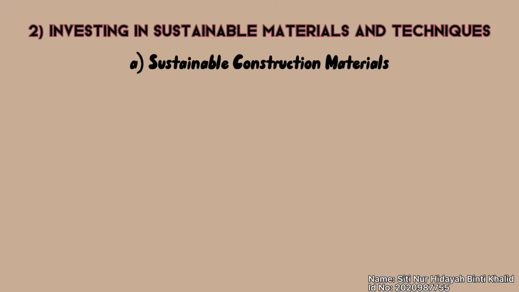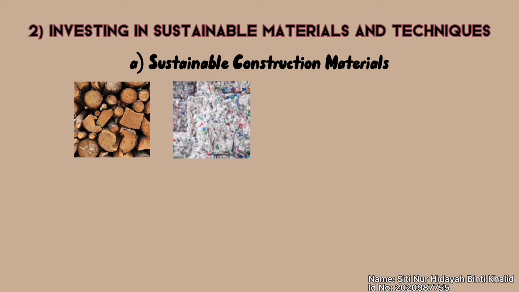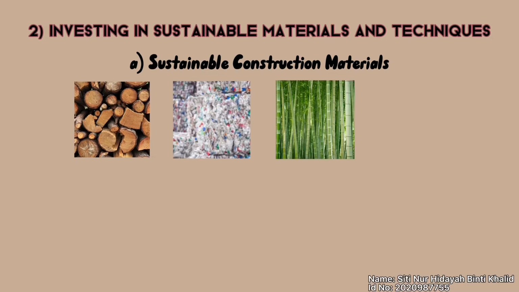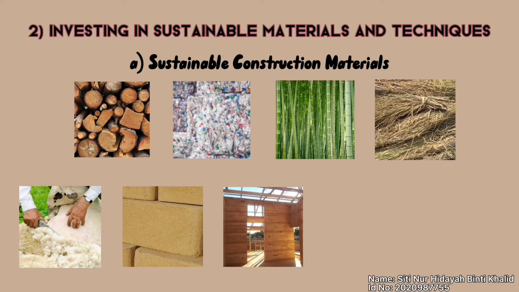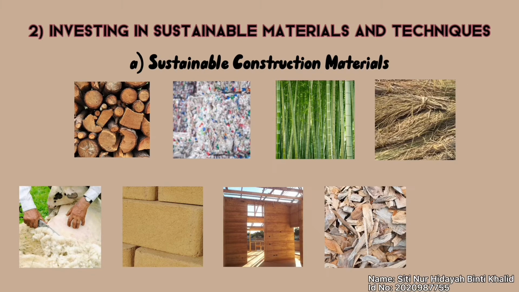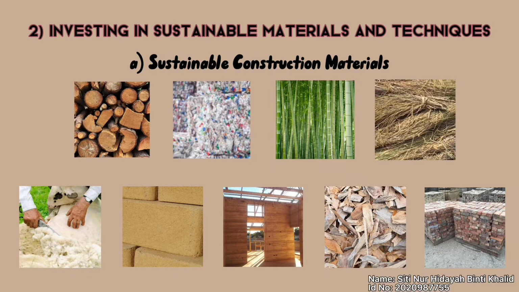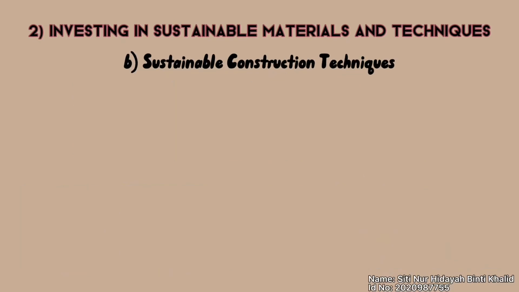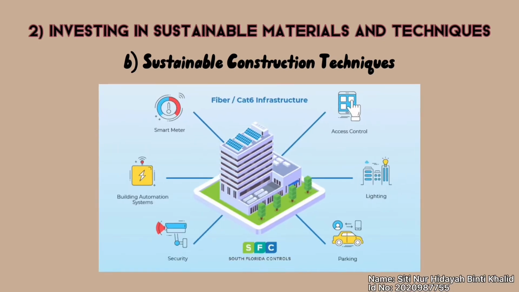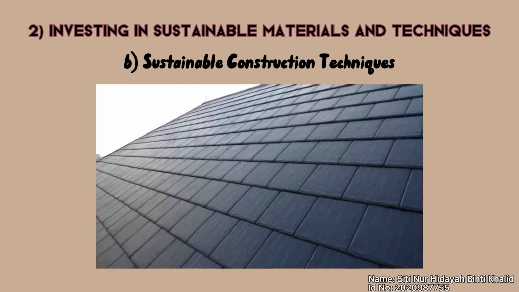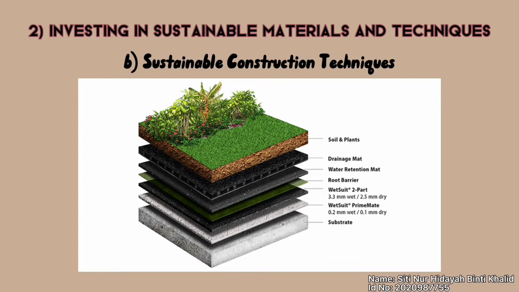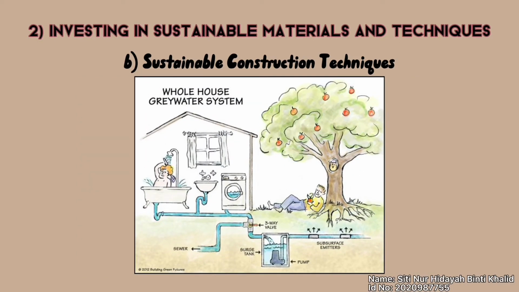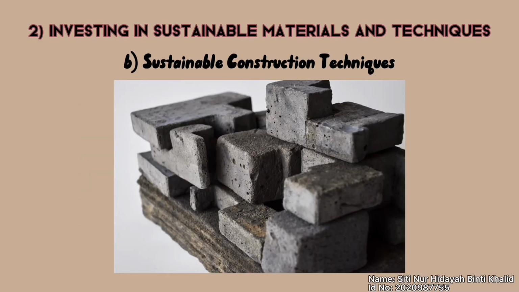Some of the construction materials are renewable wood, recycled plastic, bamboo, straw bales, sheep's wool, timber crete, rammed earth, wood scraps and cut-offs, recycled brick, concrete and masonry. For sustainable construction techniques, some of them are installing an integrated automated building system, providing alternative energy, switching to synthetic roofing materials, promoting green roofs, installing grey water plumbing, and experimenting with concrete.